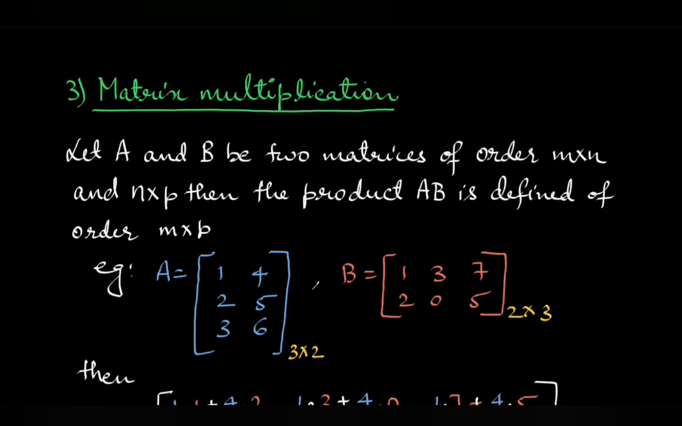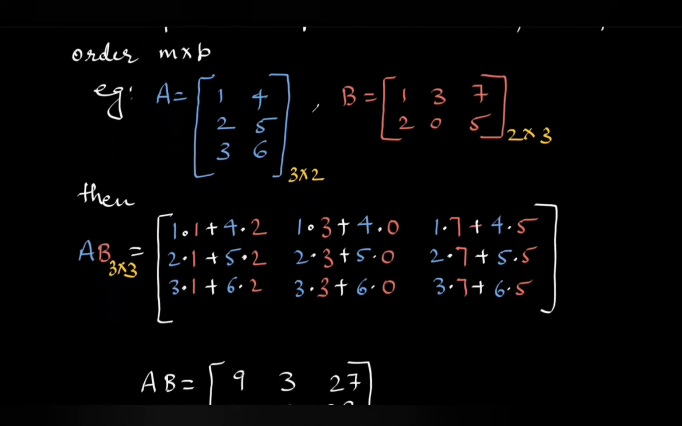And how will we find the product AB from these two matrices? For writing the first row in the product AB, we will consider the first row of A and multiply it with the corresponding columns in the matrix B. That means if I need the first element, I will multiply the first row with the first column. That means 1 into 1 plus 4 into 2. This will be my first element.